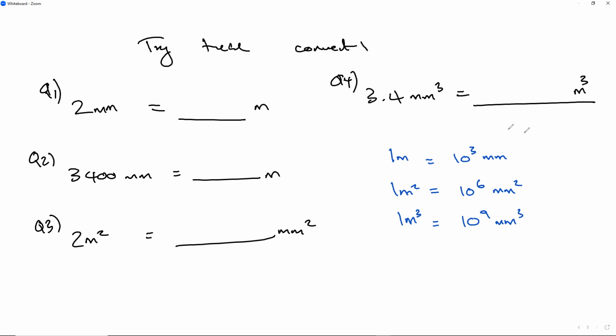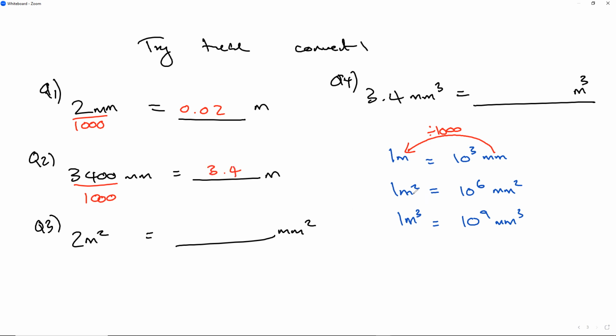So from this, I can see that 2 millimeters, going from millimeters to meters, I'm going to divide by 10 to the power of 3, divide by 1,000. I need to divide this by 1,000, and I'll end up with 0.02 meters for that. For the next one, to go from millimeters to meters again, I have to divide by 1,000 again. That becomes 3.4.